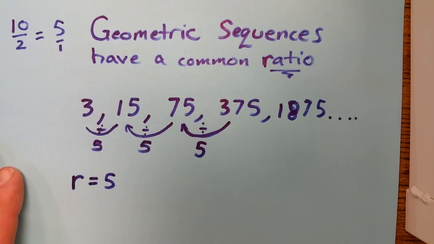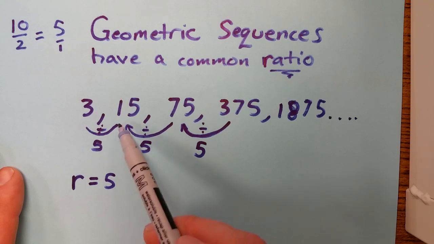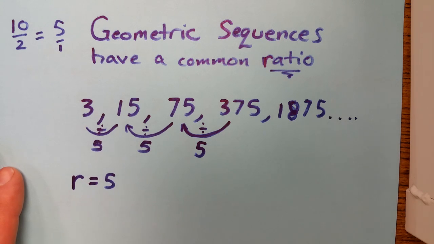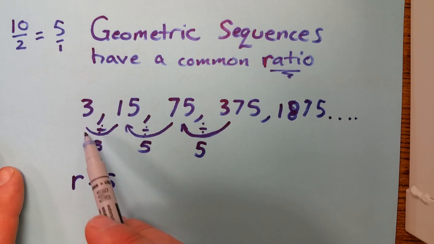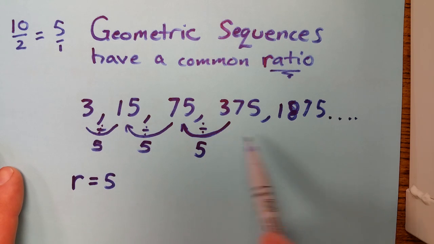We can now write a recursive function for this sequence because we know what you do over and over: you multiply by 5. When we divided, we found 5, which means we multiply by 5 to get from one term to the next. Going forwards, times 5, times 5, times 5, times 5.